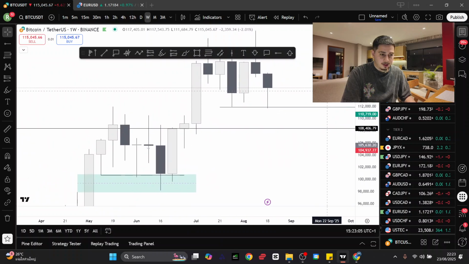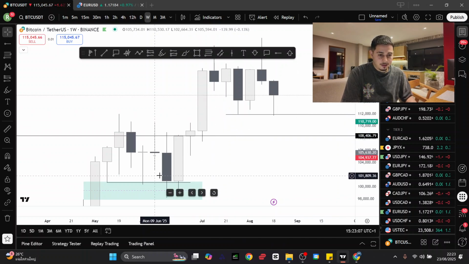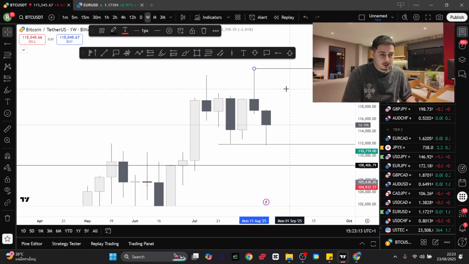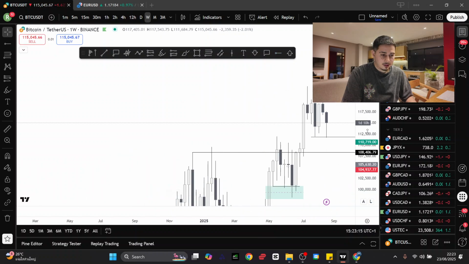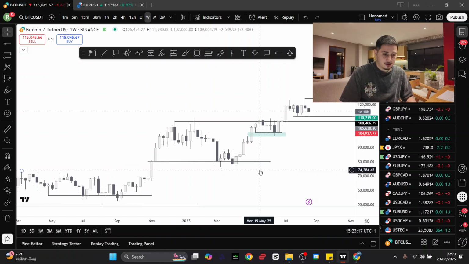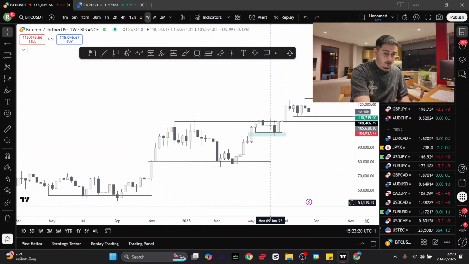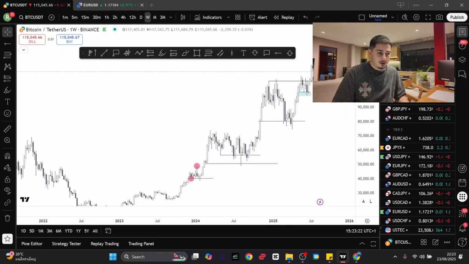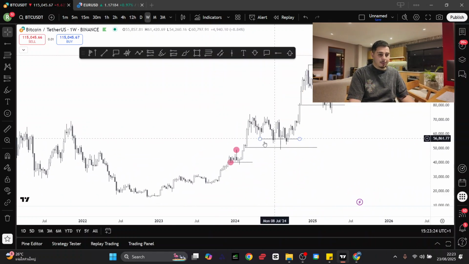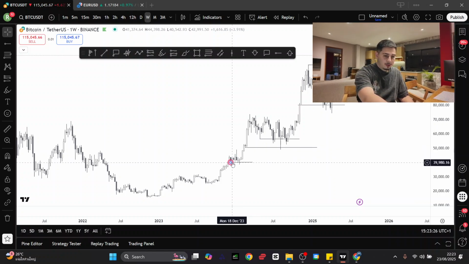And then what am I expecting here? I'm expecting the exact same thing. Expansion creates liquidity, takes liquidity, and expands to the upside. Okay, I'm just going to zoom out for you so you can see it a little bit better. But this is how a market moves in a bullish trend, all right, in a nice expansive bullish trend.